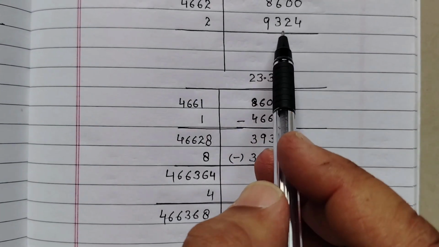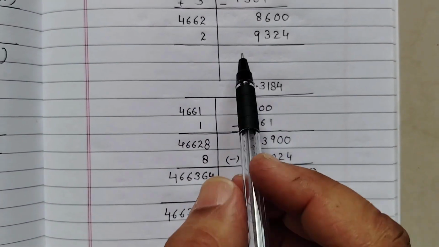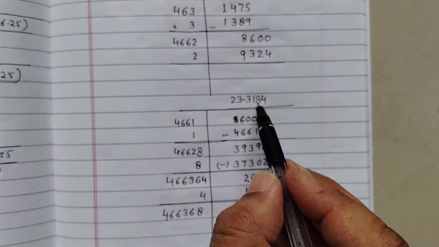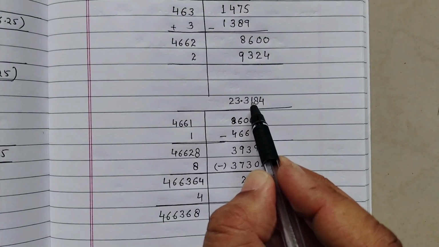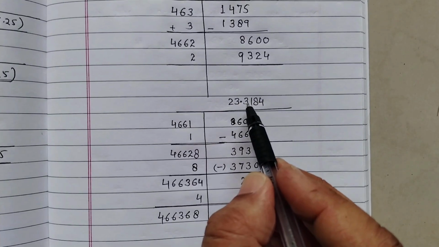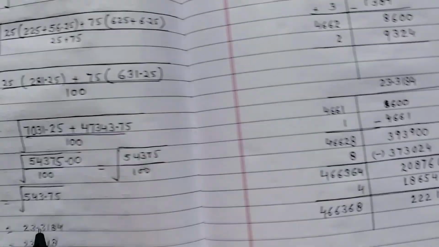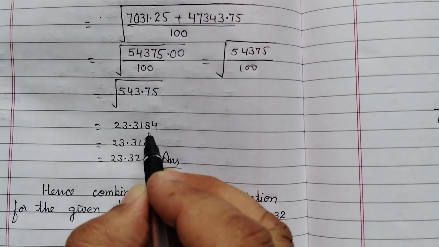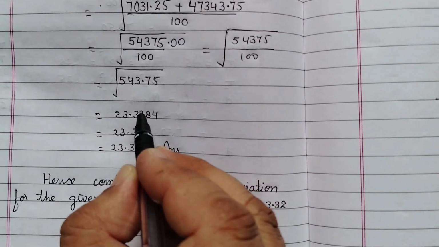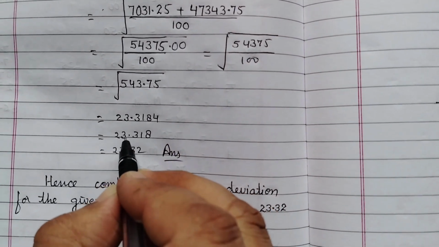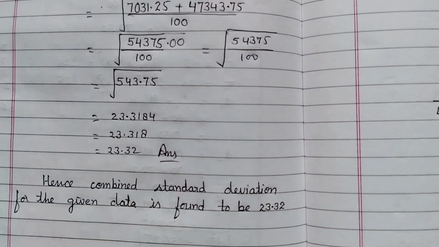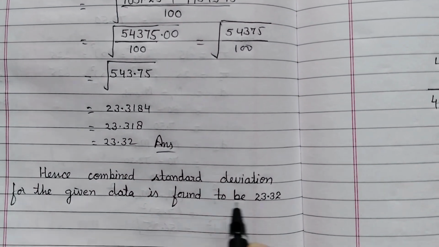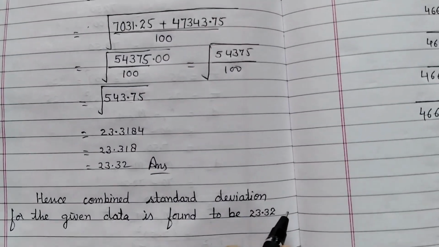So in this way it is to be checked. Now why have I written 2 here? Because this value is more than 5, so the preceding value increases by 1. So 23.32. The actual value is 23.3184. This value is more than 5, so the preceding value increases by 1. So 23.32 is the final answer. Hence the combined standard deviation for the given data is found to be 23.32.